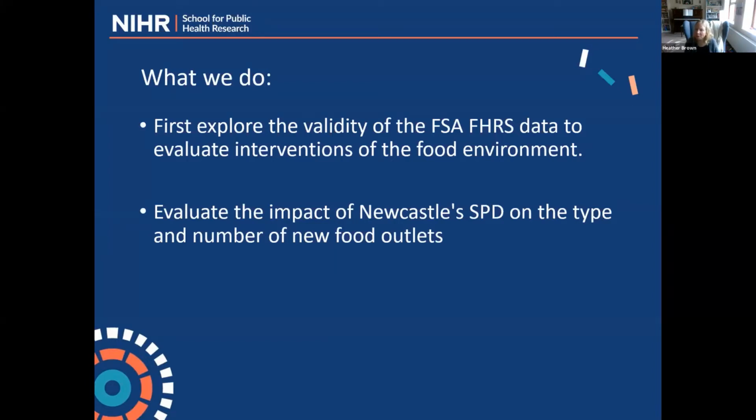So we have to make sure that the data is accurate within 400 meters, because otherwise you would not be able to do an evaluation using this data if the geographical coordinates were greater than 400 meters, because you'd be creating error and you wouldn't be able to assess how effective these planning guidance were. And then after we assessed the validity of the data, we started to do a basic evaluation of the impact of Newcastle's planning guidance on the type and number of new food outlets and how it impacted on existing food outlets as well.